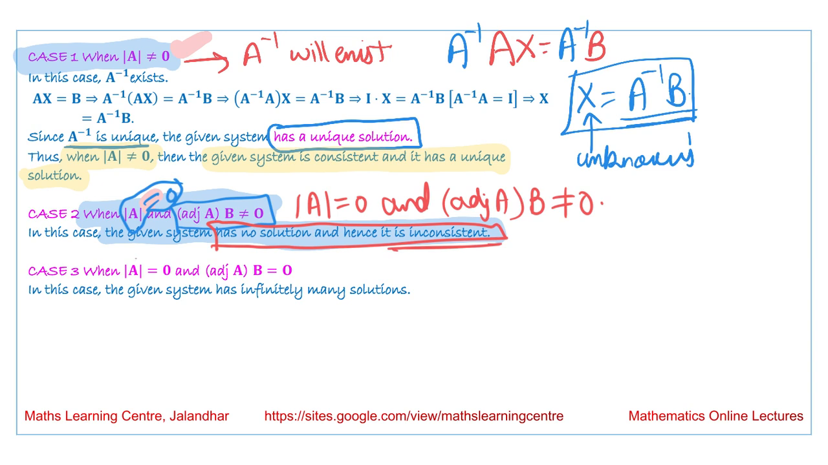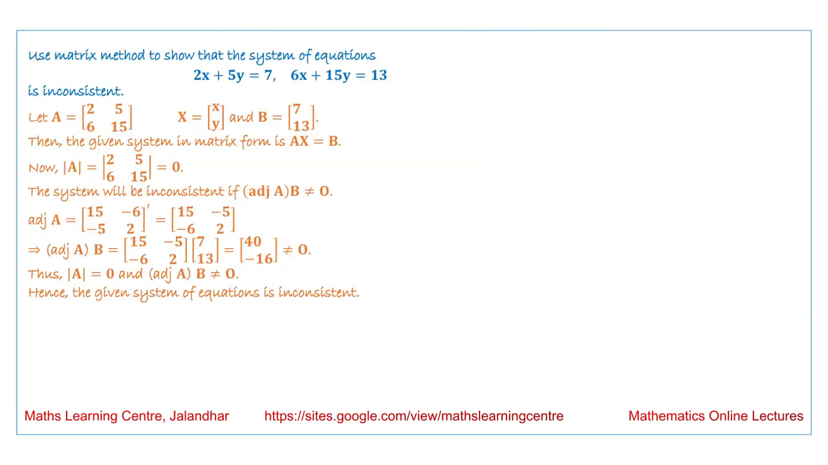And the third case is when determinant of A is 0 and adjoint of A into B is equal to 0. Then the given system has infinitely many solutions. Based upon this, we are going to solve certain problems.